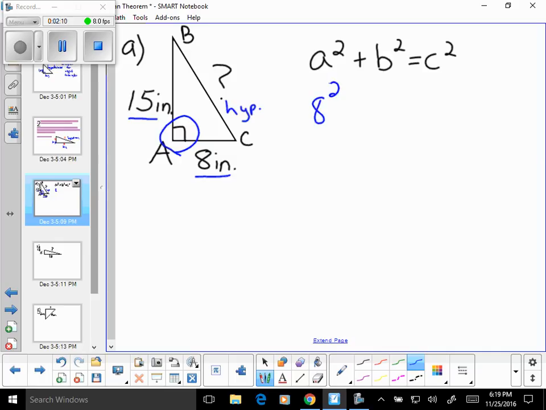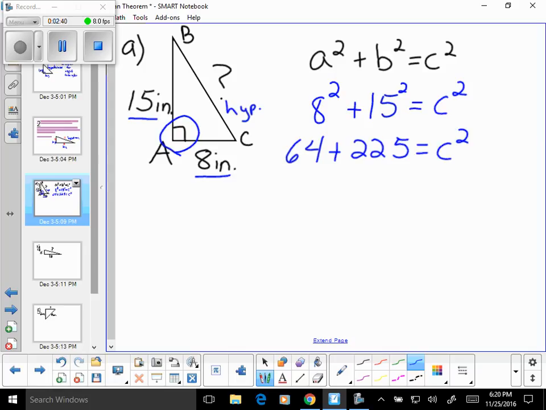Then we substitute. It really does not matter which one you call a and which one you call b, because when you add them, it's commutative, so it's not going to matter a whole lot. And we don't know c squared. I have a tendency to put my smallest number first. That's just me. Okay? So then we figure out the squares. 8 squared is 64. 15 squared, you found out the other day, is 225.